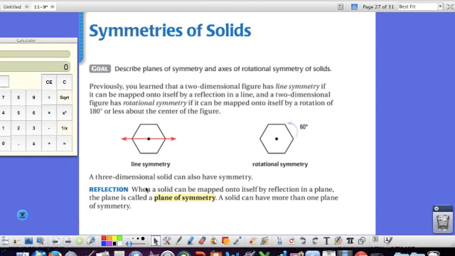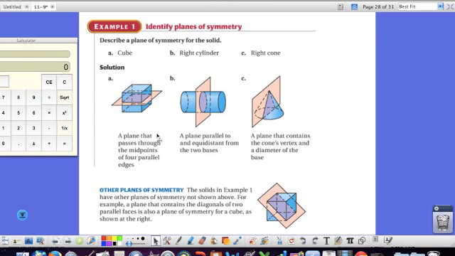When a solid can be mapped onto itself by reflection in a plane, the plane is called a plane of symmetry. Makes sense. A solid can have more than one plane of symmetry. So for instance, going through a cube, a plane that passes through the midpoints of four parallel edges, and it could obviously have more than one plane of symmetry.